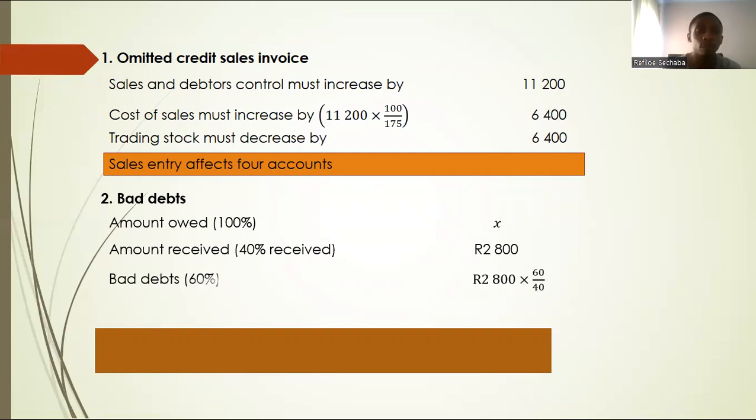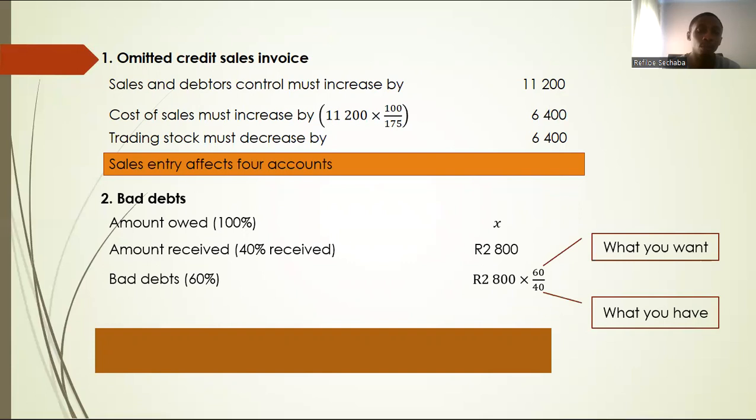So we're going to take the 2,800, we're going to multiply it by what we want. Because the 60 represents your bad debts, and the 40 represents the amount received, which is what we have. So it's always multiplied by bad debts, meaning that our bad debts must increase by 4,200. Actually, this is wrong. It can't be 4,000. Yes, it can be 4,200 because that is 60 cents. 60 cents is more than 40 cents.